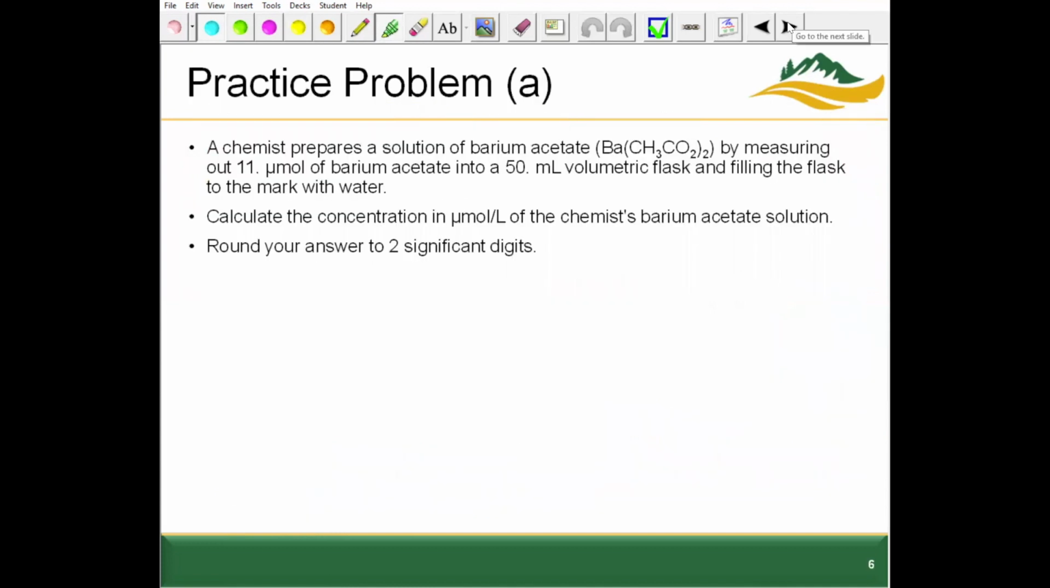So let's go into this practice problem. We have a chemist who prepares a solution of this ionic compound, and they want 11 micromoles of barium acetate in a 50 ml volumetric flask. So here, we don't have a full liter, but we do want to make a 50 ml solution, and we want this many moles. So we can solve this. We're going to need to convert micromoles into moles, but actually we don't have to convert because we're asked for our final answer in terms of micromoles per liter.